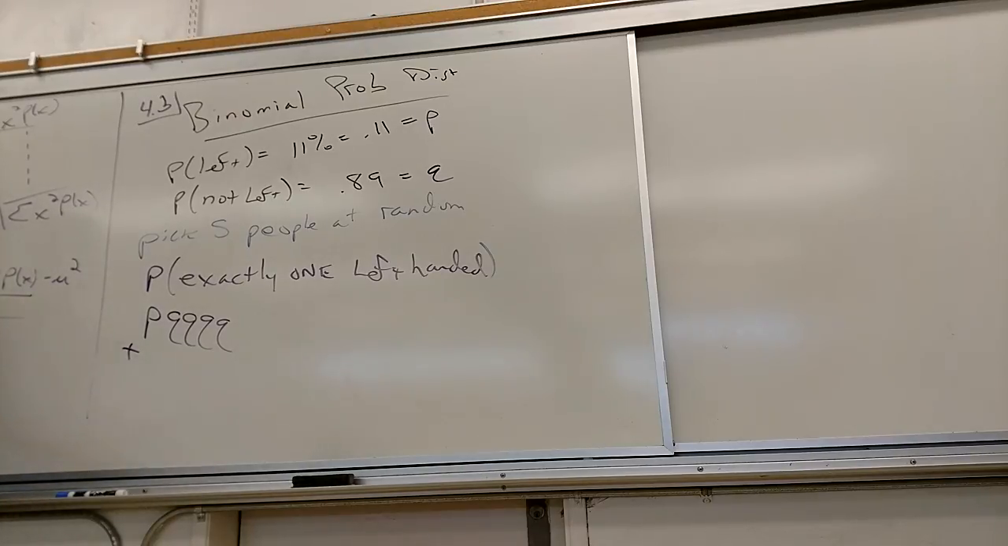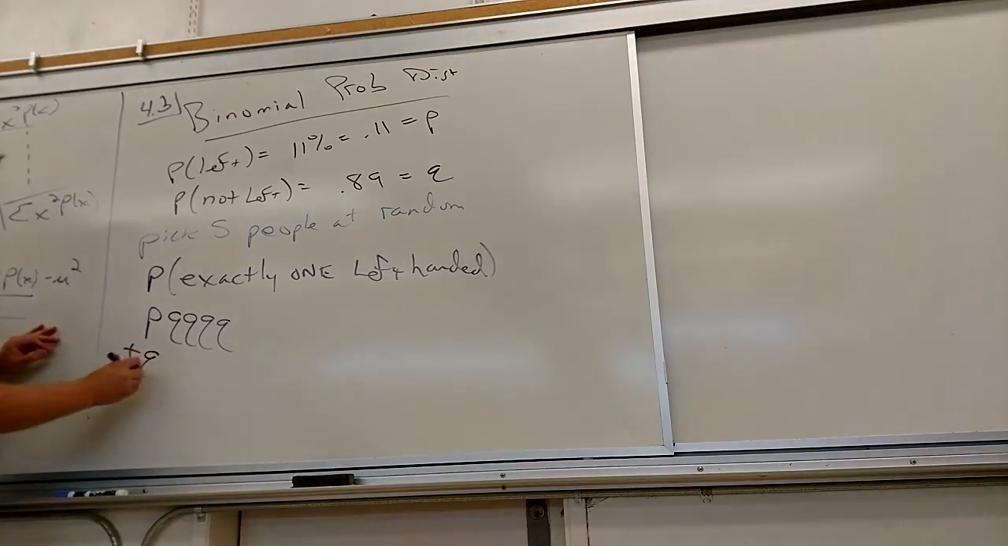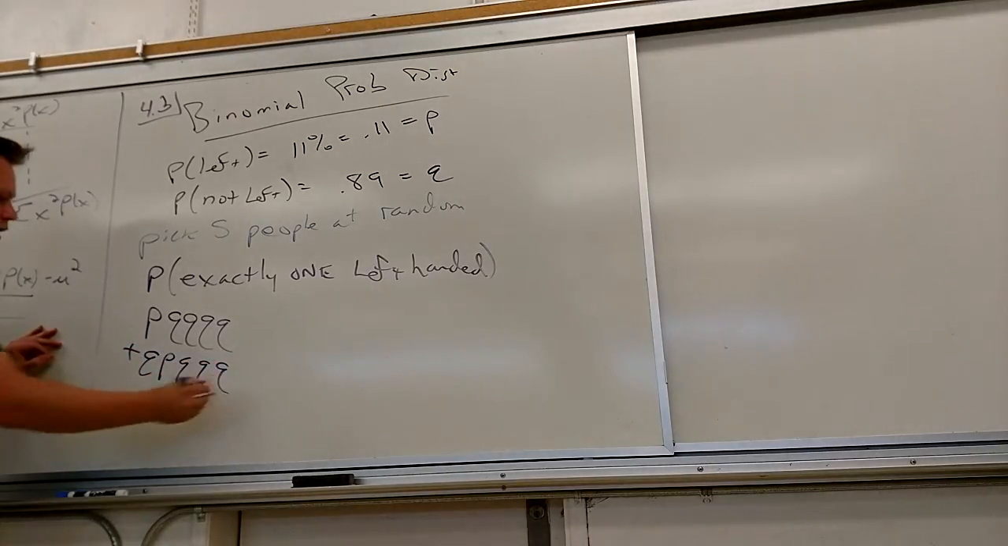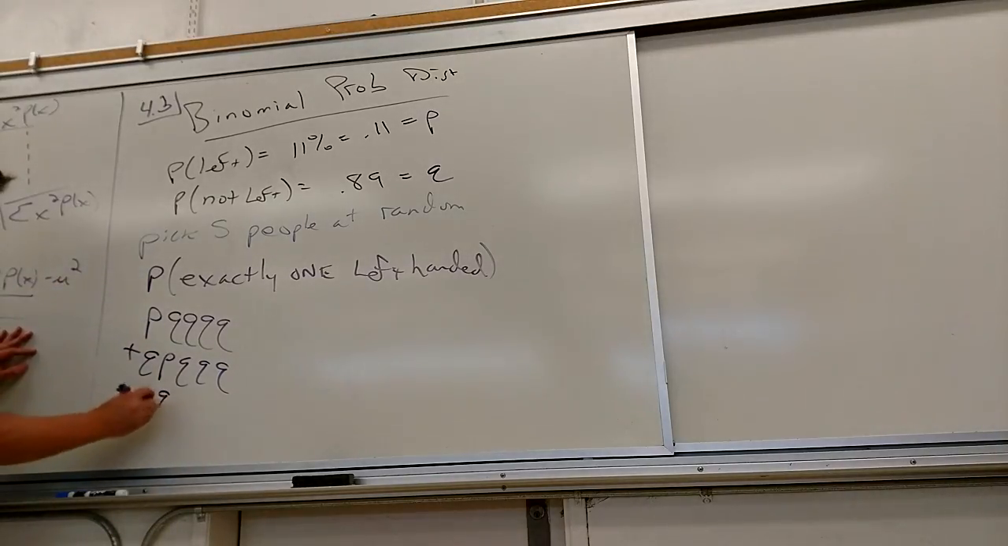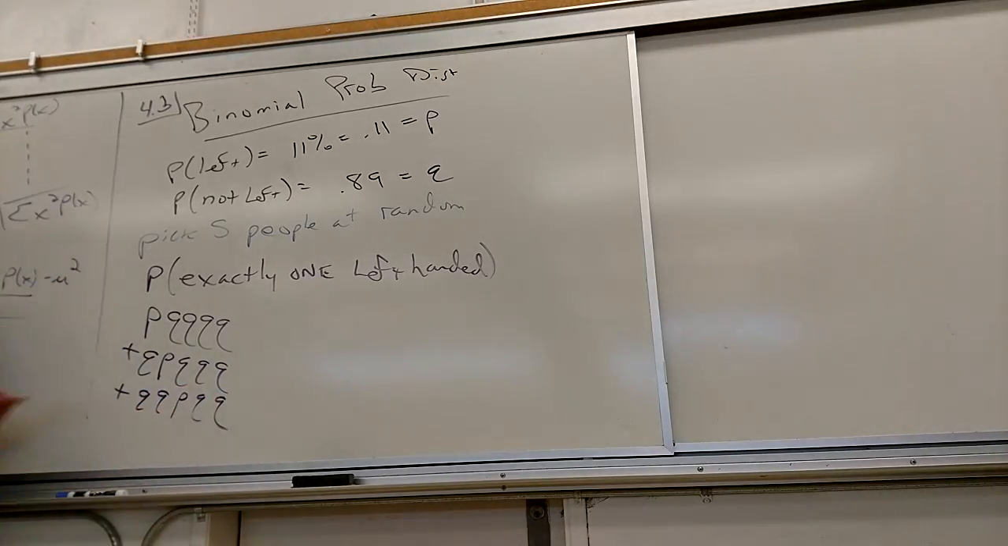Second dude could be, or dudette, I don't know. Q, P, Q, Q, Q. I think now you see the pattern here, right? This P is going to just float. Plus Q, Q, P, Q, Q. You guys with me? Yeah.